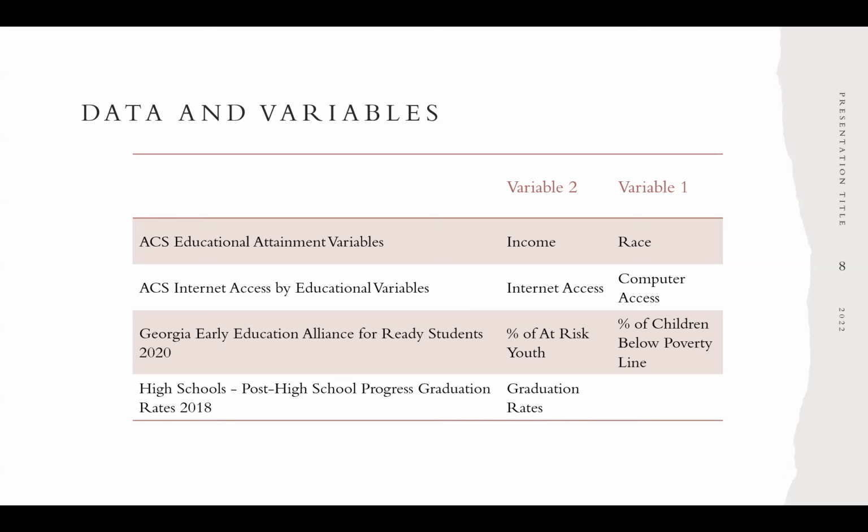The Georgia Early Education Alliance for ready students, for the 2020 data set, I am looking at the percent of at-risk youth and the percent of children below the poverty line. And for post-high school progress, graduation 2018, I'm going to be looking at graduation rates. So all of those together will give a good picture of how the education differs between North Fulton and South Fulton County. My guess is that it will look very similar to what the income and race maps look like, where there is a very distinctive line.